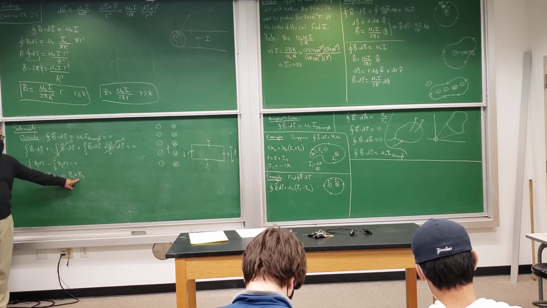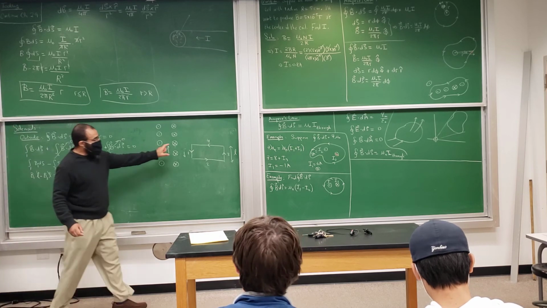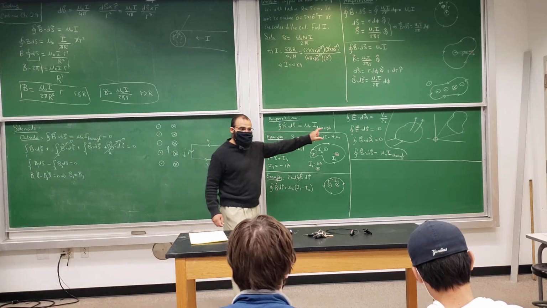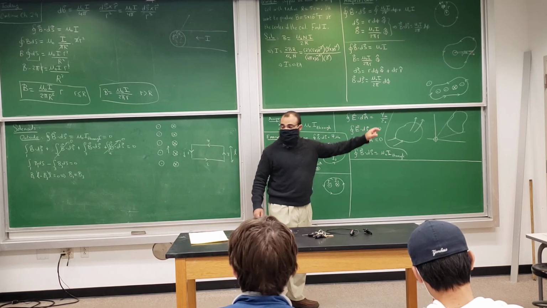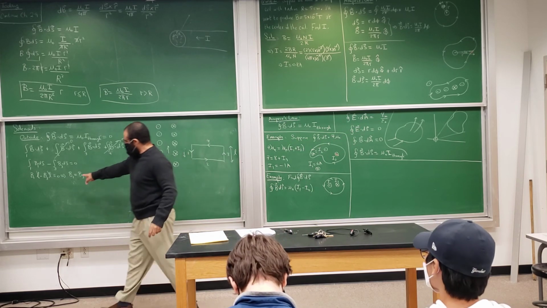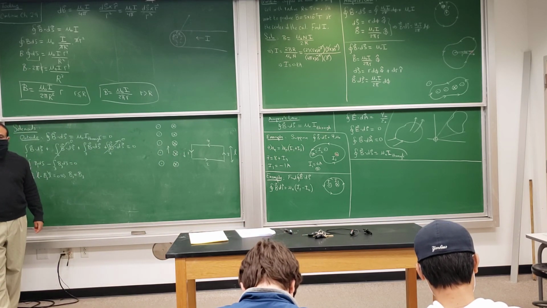So I get B1 is equal to B3, no matter how far away. Now let's say I make my loop infinitely far away. What is the magnetic field at infinity? 0. Well, and it has to equal this one still. So what is B1 then? 0. So if you're outside, it will be 0.